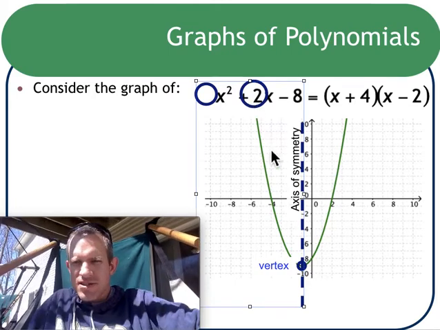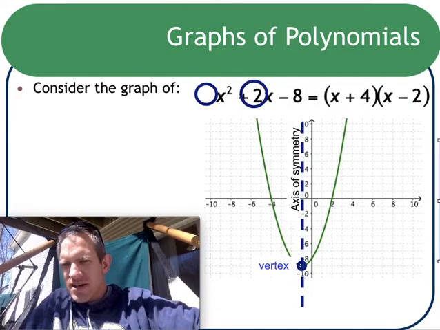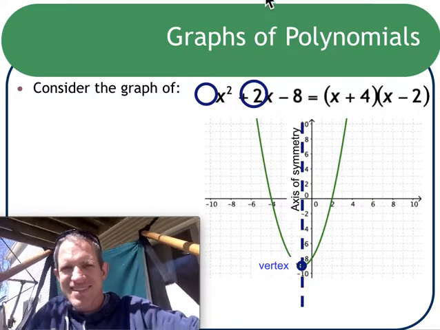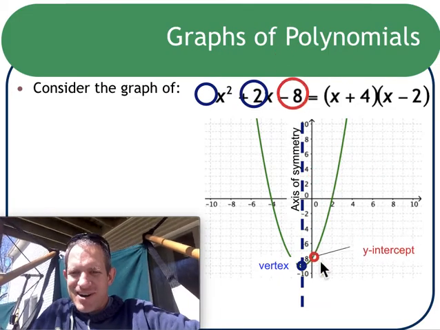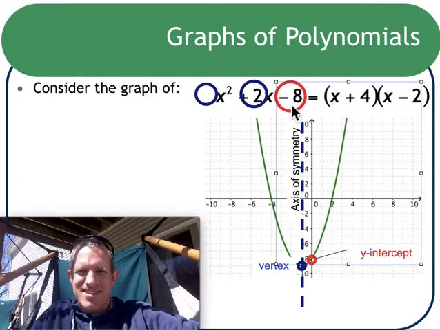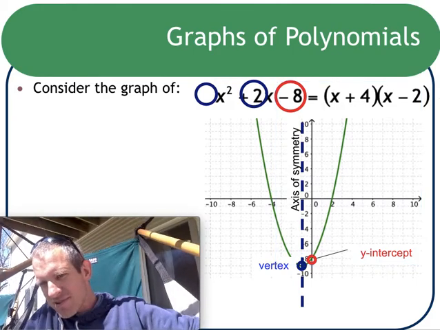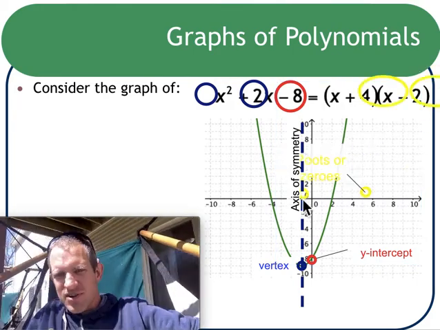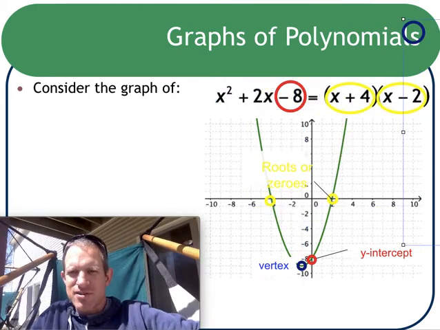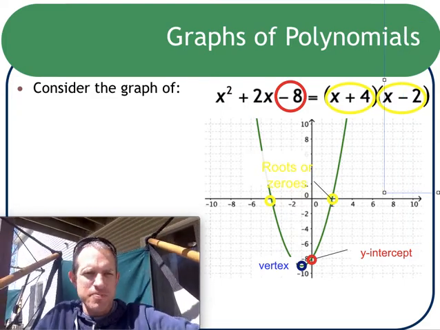A couple other features that this graph has that aren't going to be super important today, but eventually we will be interested in, is that they always have a y-intercept. The y-intercept is where the curve crosses the y-axis. That's this number right here. And these graphs also have roots. So where they cross the x-axis, those are called roots, or sometimes they're called zeros. And again, that'll be an important idea, but not so much in this video.